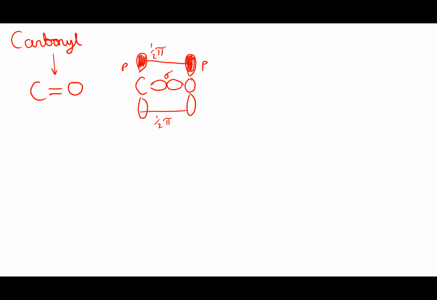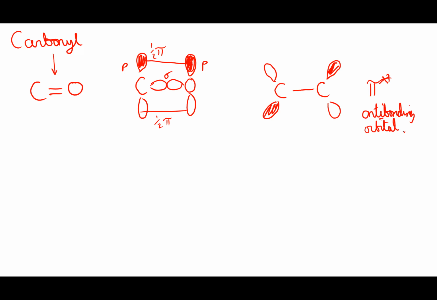Whenever we have a bonding orbital, we also have an antibonding orbital. And if we look at the carbonyl antibonding orbital, what we have is the two p orbitals pointing away from each other. I'm just going to draw a bond there for the sigma because I really want to focus on the pi bond. And this is your pi star, or your antibonding orbital. And what we have here is no interaction.